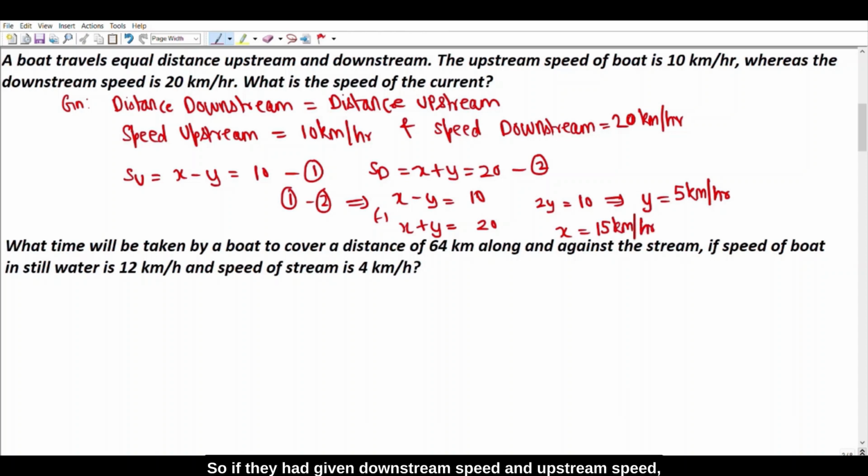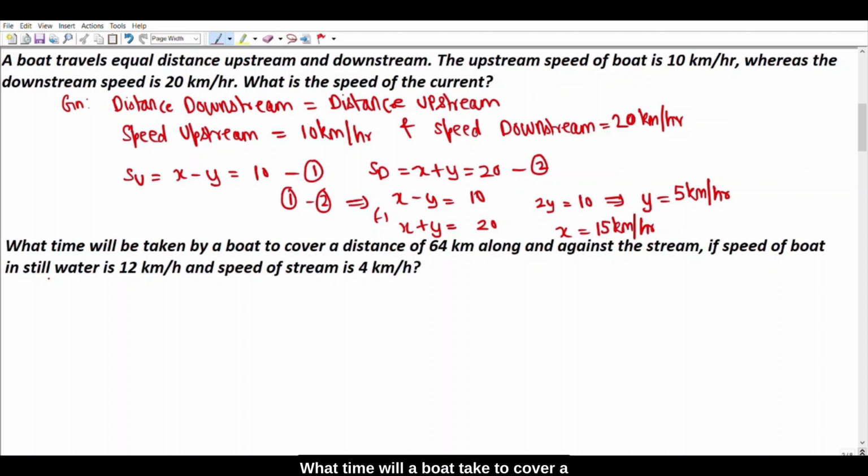So, if they had given downstream speed and upstream speed, and if they are asking us to find the speed of the boat in still water or the speed of the stream, then we can add both the speeds and subtract both the speeds and arrive at the answer. Let us solve one more example.